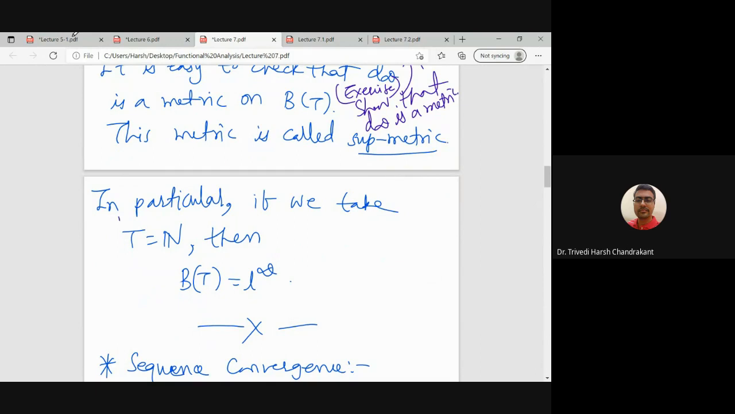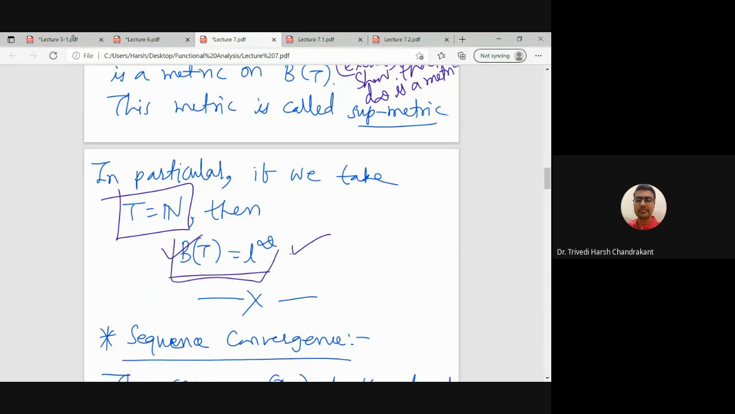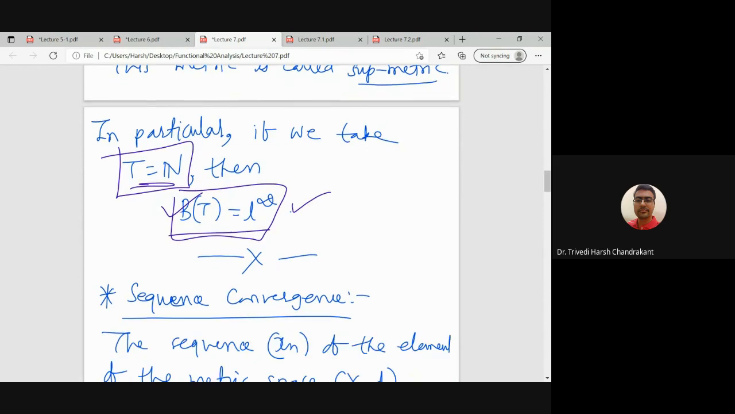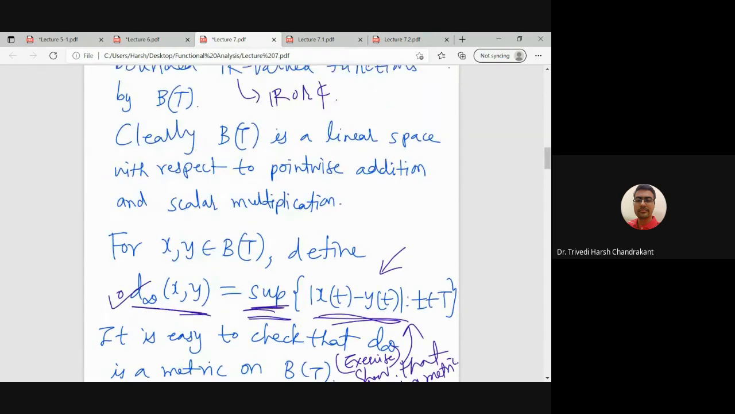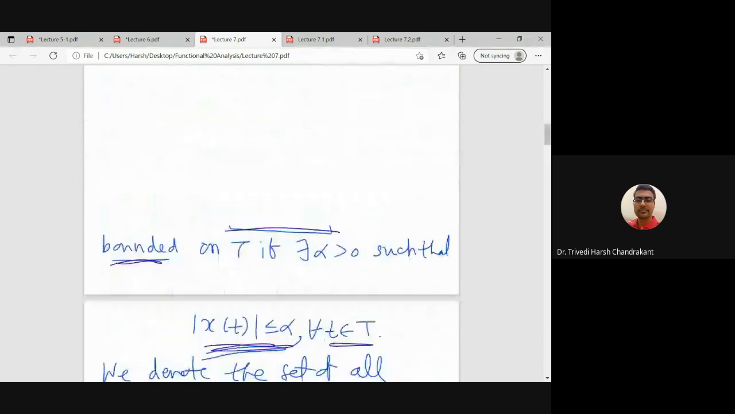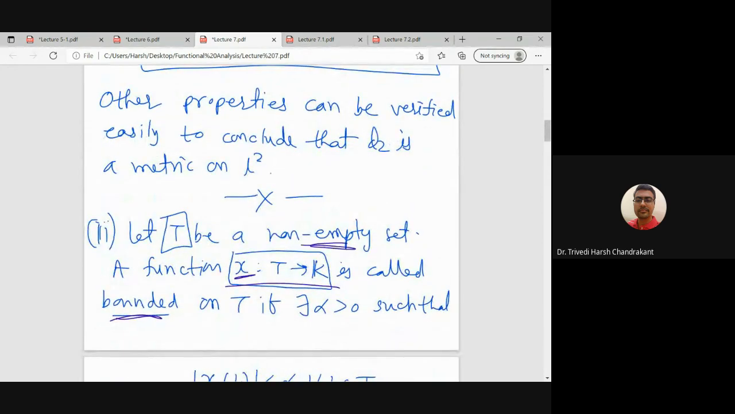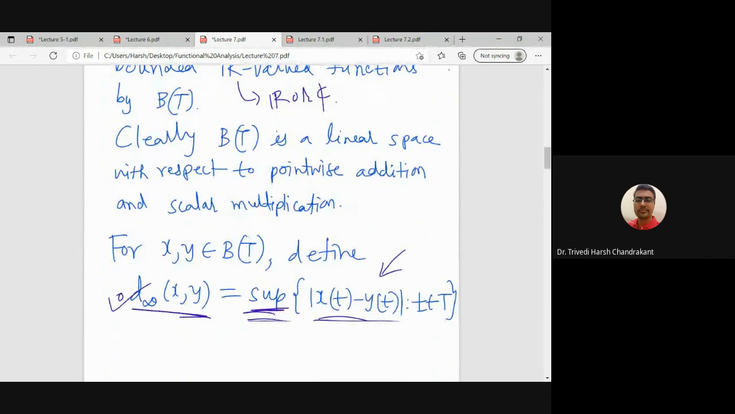In particular, if we take T equal to the natural numbers, then B(T) is exactly, as I said, L infinity. And the operations are also pointwise addition and scalar multiplication on L infinity and B(T). So as a vector space, these two are the same if we take T equal to the natural numbers. In that sense, B(T) is a generalization of L infinity, because in general we are defining it for any non-empty set T, but as a special case we get L infinity.